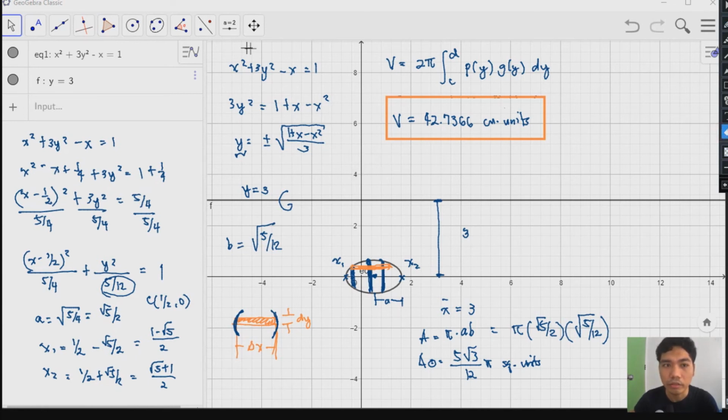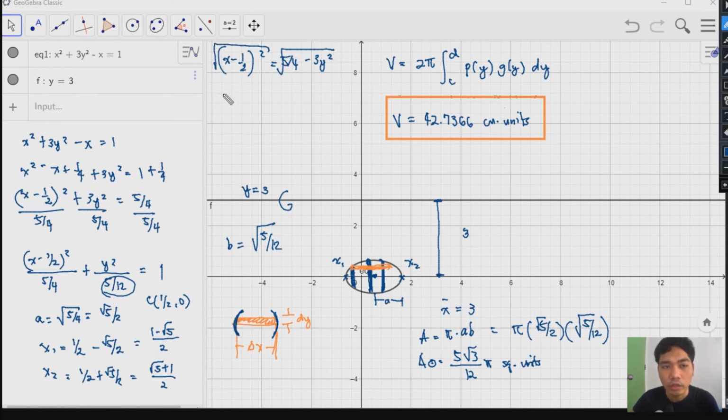So here, since we will not be using this. So we could have (x minus 1/2) squared equal to 5 over 4 minus 3y squared. And then we take the root of this equation, so we have x is equal to plus or minus the square root of 5 over 4 minus 3y squared, plus 1/2. So this is your equation of x. When on the right, that is positive; when on the left, that's negative.